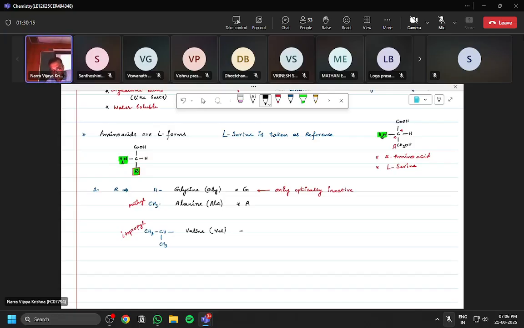VAL. Single letter is V. Isobutyl chain. Isobutyl means totally how many carbons? 4 carbons. But the second carbon should possess a methyl group. This is isobutyl. If it is an isobutyl chain, then it is leucine.